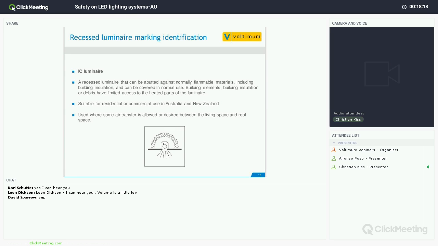It basically can be used in areas where some air transfer is allowed or desired between a living space and a roof space. So maybe a gimbal fitting has some gaps in the luminaire, for example, that allow some air to pass through. So that might be an example of an IC luminaire with an adjustable gimbal.